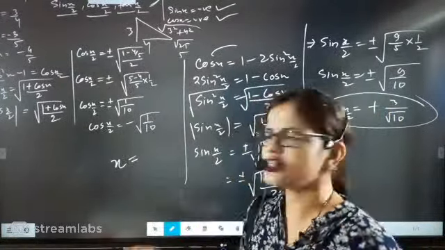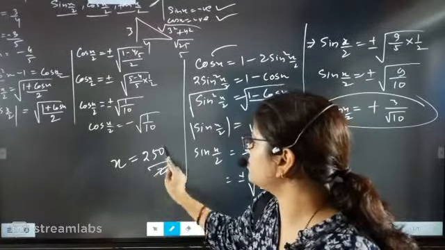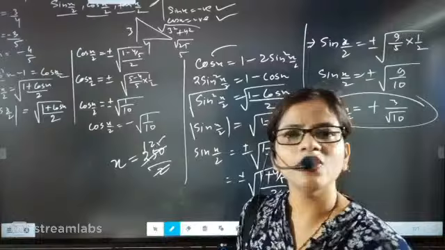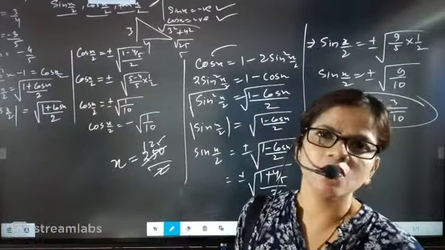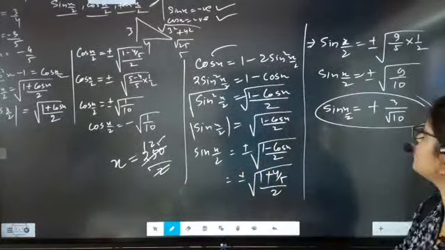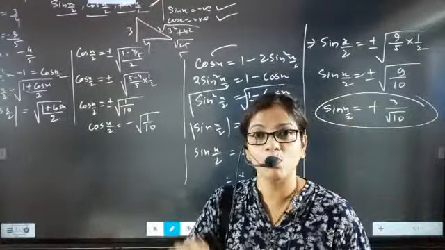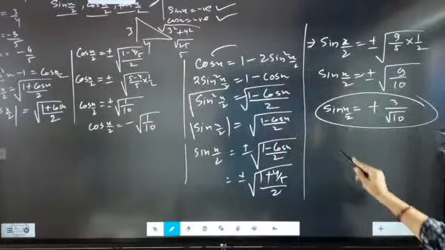Whatever value of x you take, take x value as 250. 250 divided by 2, how much is it coming? 125. 125 lies in which quadrant? Second quadrant. And in the second quadrant, sine is positive. So I will write sine is positive. In the second quadrant, cos is negative. So I will write cos is negative. And now what will be the value of tan x by 2? Positive or negative? Tell me fast.